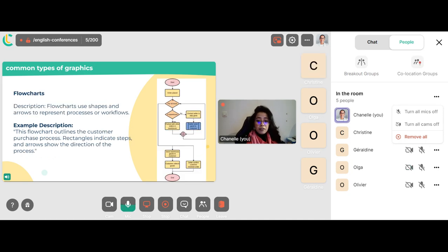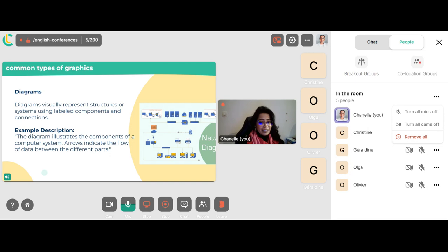Flowcharts. Flowcharts use shapes and arrows to represent processes or workflows. For example, this flowchart outlines the customer purchase process. Rectangles indicate steps and arrows show the direction of the process. Flowcharts are often the easiest to use to represent data because they show a process. And in many presentations, we often show how one thing will lead to another. So again, a very popular display for graphics.